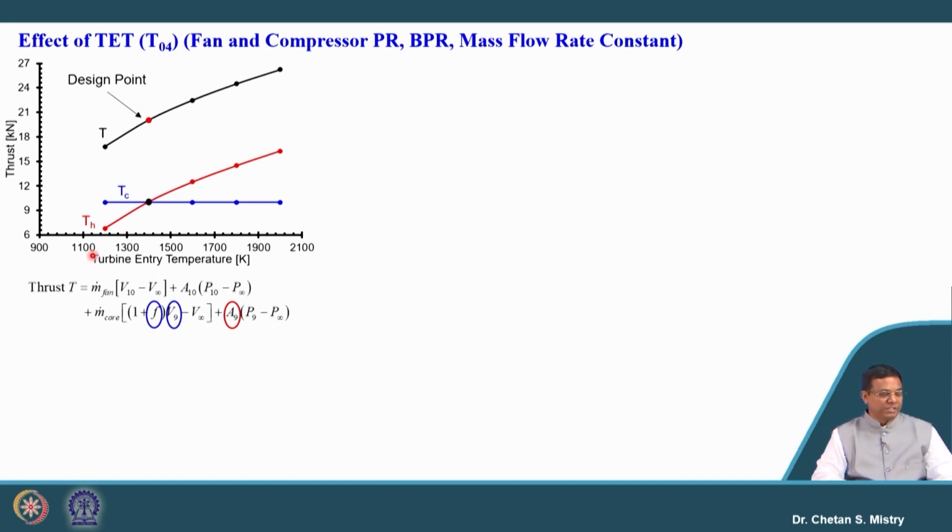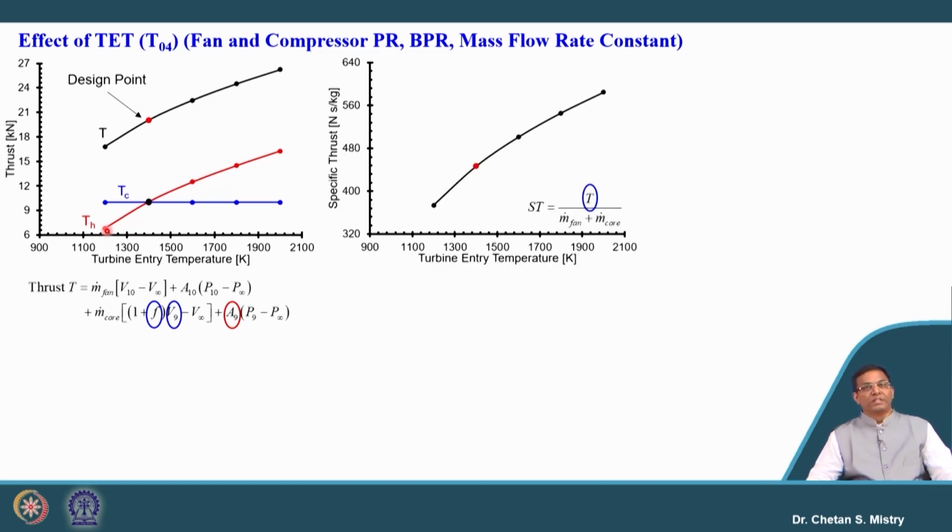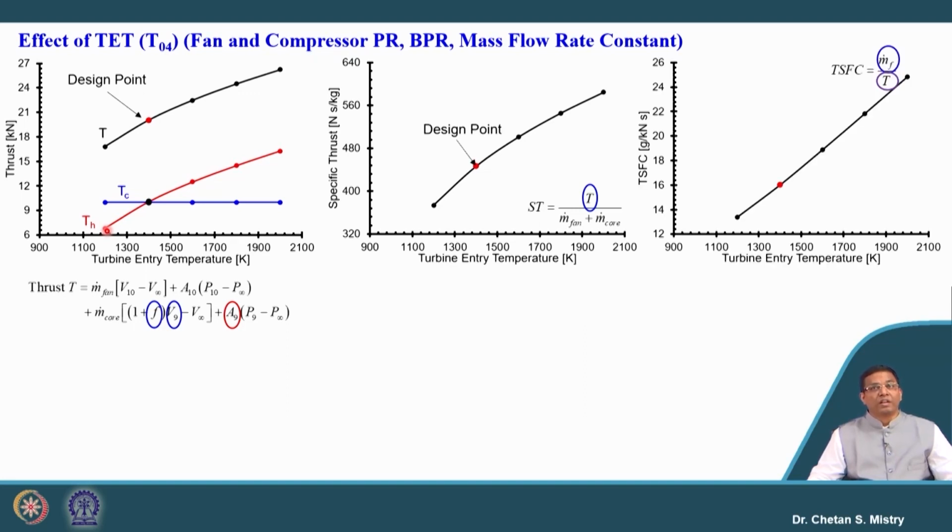So, this is an indication for a particular pressure ratio of the fan and a particular pressure ratio of the compressor. If I go with the lower temperature, my thrust is going to decrease. In the same way, here this is representing the specific thrust, and the case for thrust specific fuel consumption is showing a different trend from what we have seen earlier.